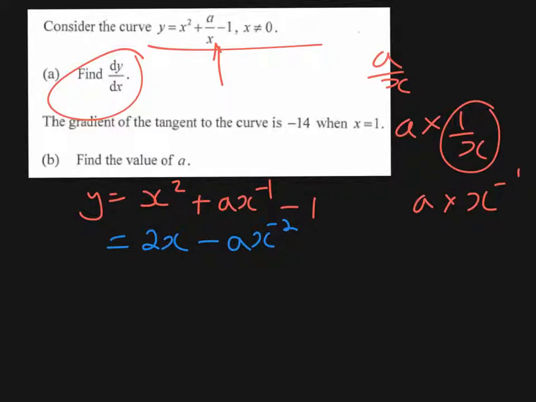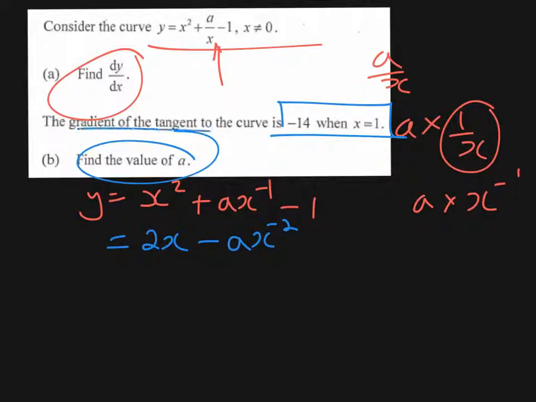And then in part B, we're told the gradient of the tangent to the curve is negative 14 when x equals 1. And from that, we're expected to find the value of a. Now, the reason we can do that is because the gradient of the tangent is negative 14. So we've said that this is the instantaneous rate of change. Now, when we have a tangent to the curve, it will also have the same gradient at that point.